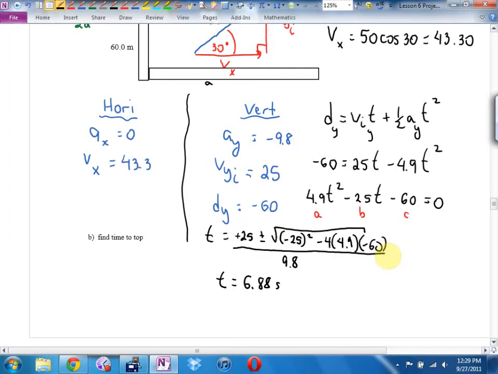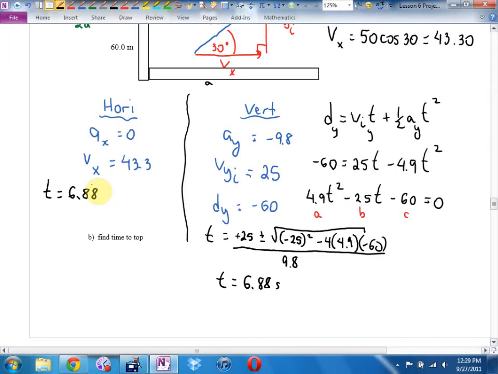Or you can do this without using the quadratic formula. Oh, by the way, Nav, as soon as I did that, I would go running over here and I would say, oh, horizontally, the time is also 6.88 seconds, because the time it takes for me to hit the ground vertically is how long I'm moving horizontally for. Right?